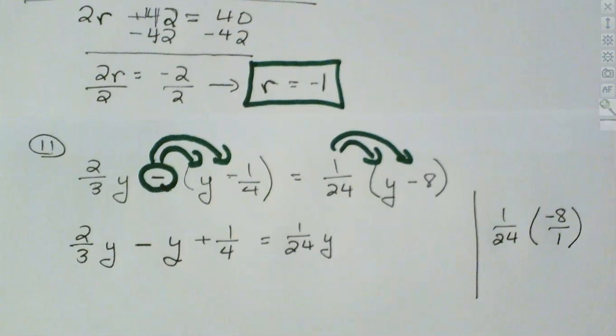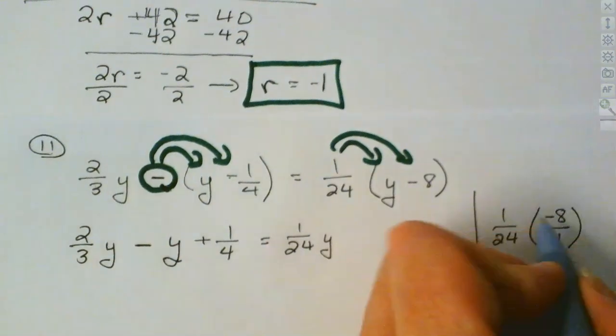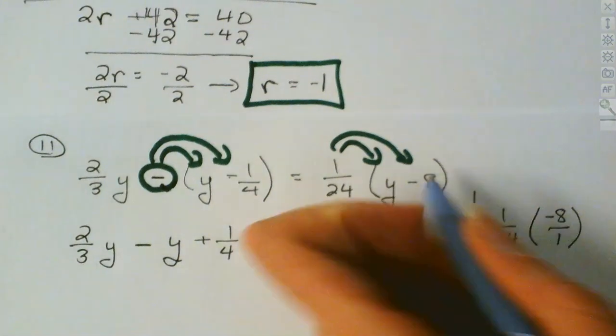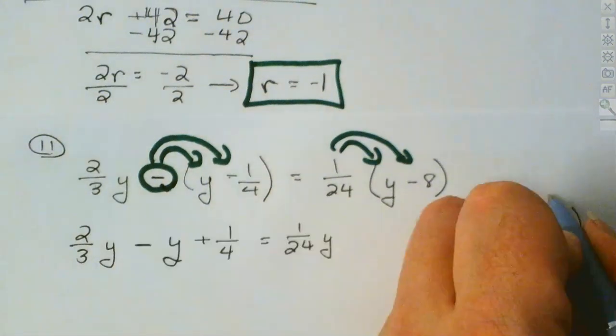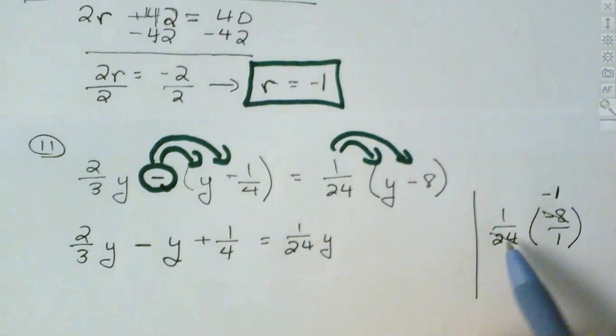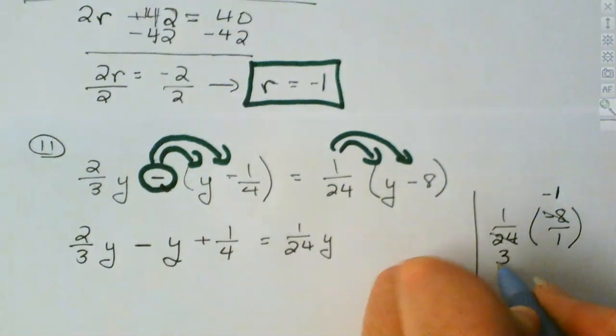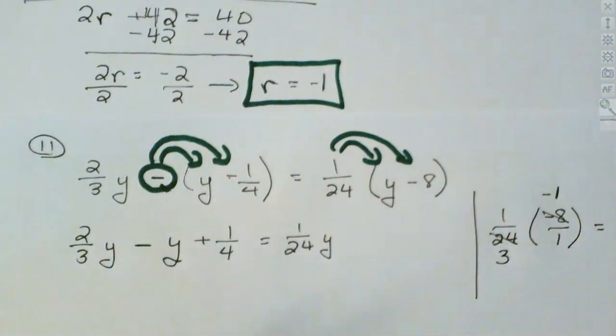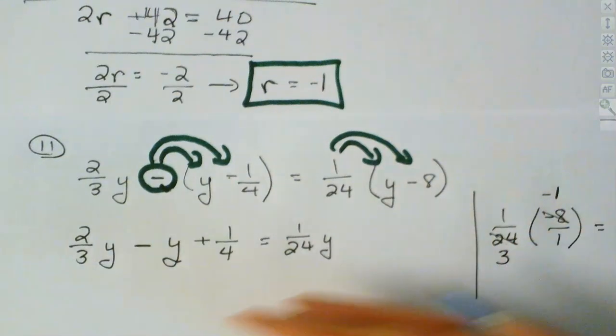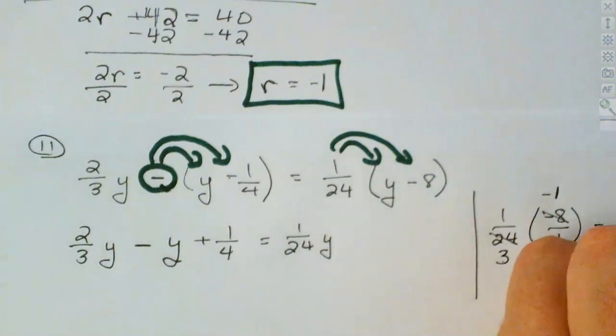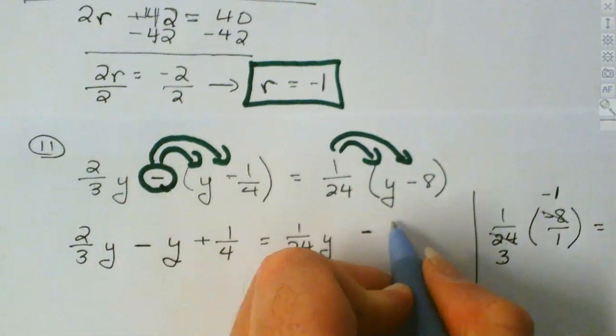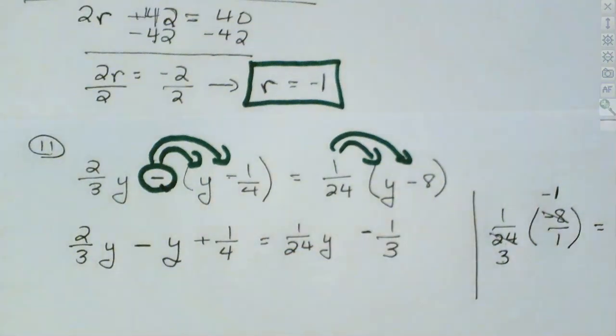Can I cancel that 8 and that 24? And can that reduce down? Yes. Right, because negative 8 and 24, well, that can reduce down to be a negative 1. And 8 divided by 24 is a 3. So 1 times a negative 1, that's a negative 1. 3 times 1 is a 3. So that's going to come out to be a negative 1/3. Is everyone okay with that?